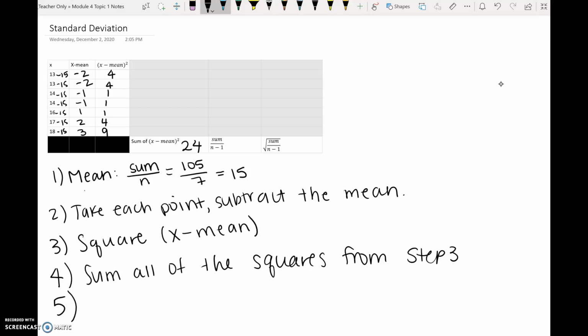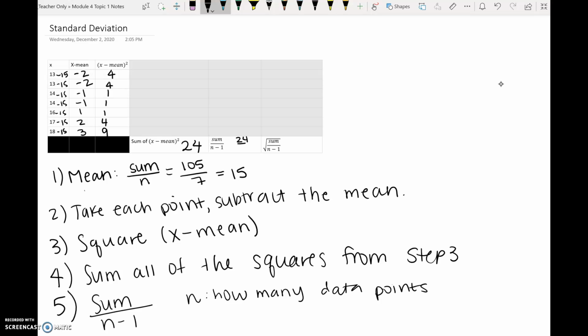In my fifth step, I'm going to take the sum and divide it by n minus 1. And remember, n is how many data points. So 24 is my sum. I'm going to divide it by 7 minus 1, which is 6. That is 4.